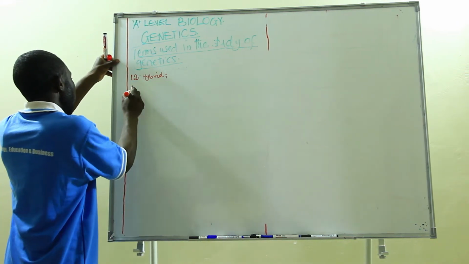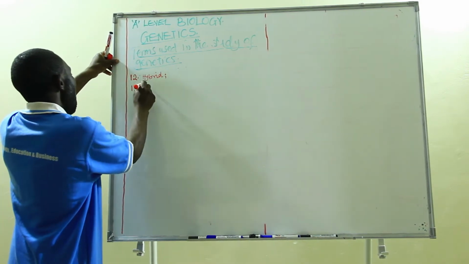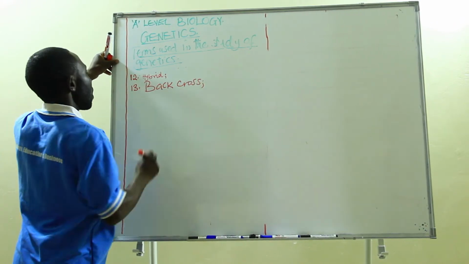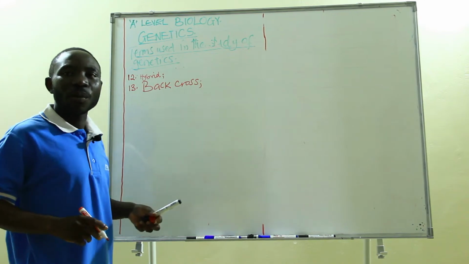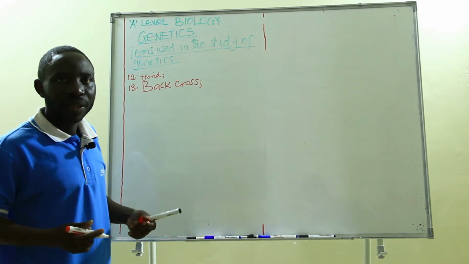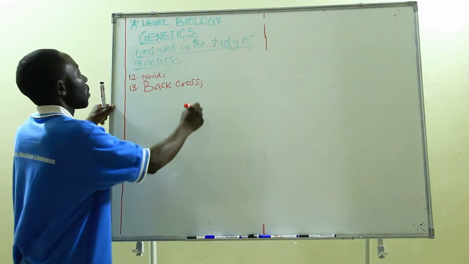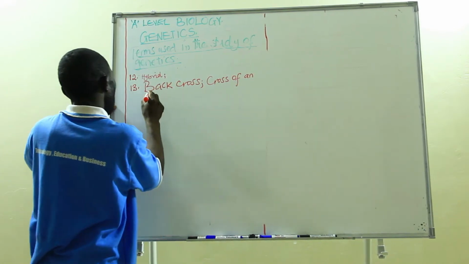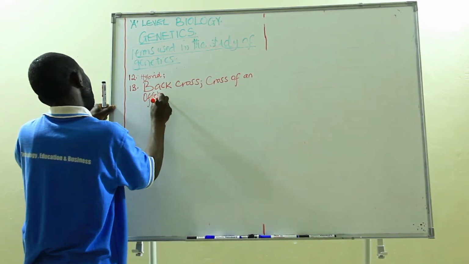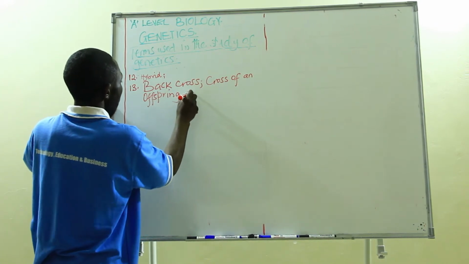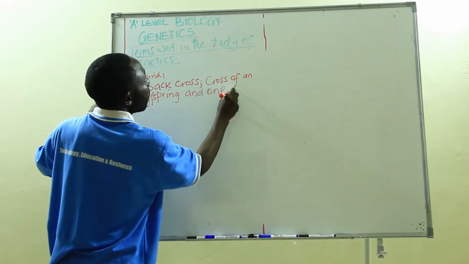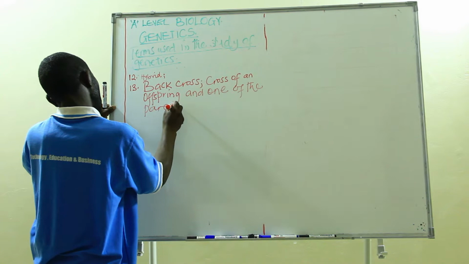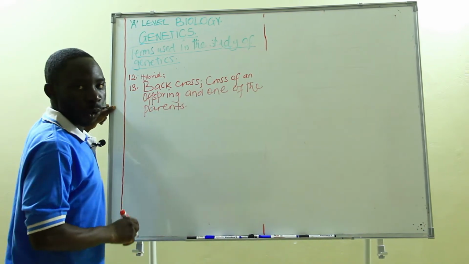Then the other terminology, which is 13, is back cross. A back cross is a cross of an offspring and one of the parents. That is what we call a back cross.